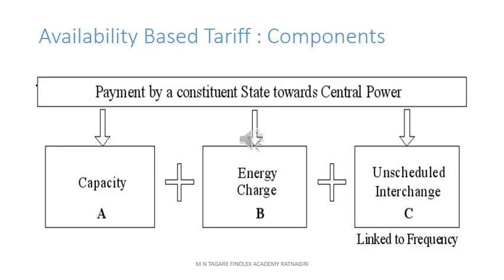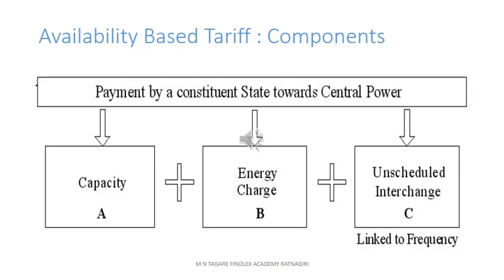So in this availability based tariff, there will be one component contributing towards these fixed charges. That is called capacity. That means the capacity component is linked to the availability. If the plant is available, we'll discuss this point in the next slide. So capacity means the fixed charges amount is recovered from the customer so as to cater to these expenses.